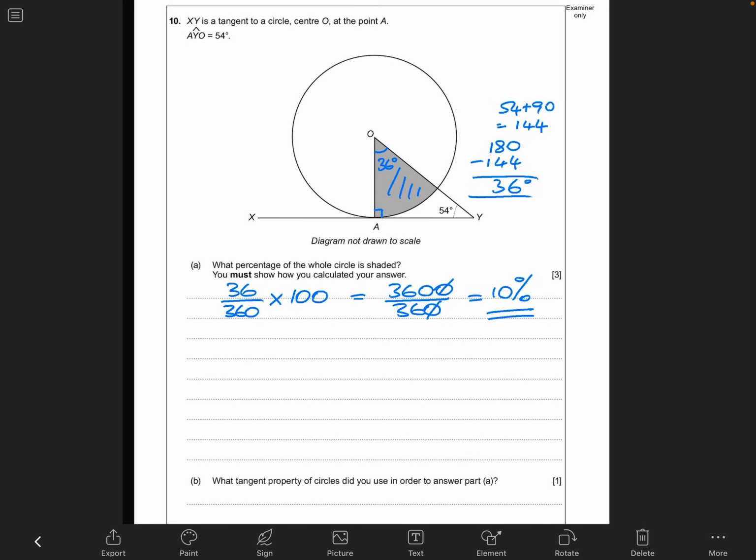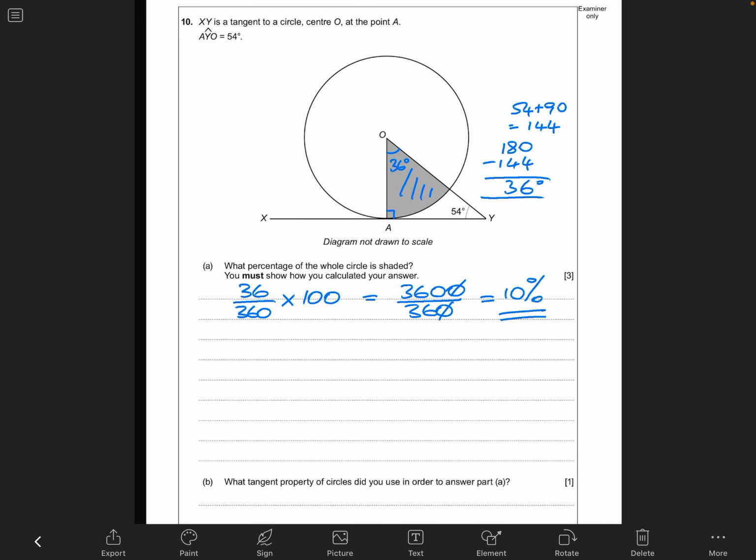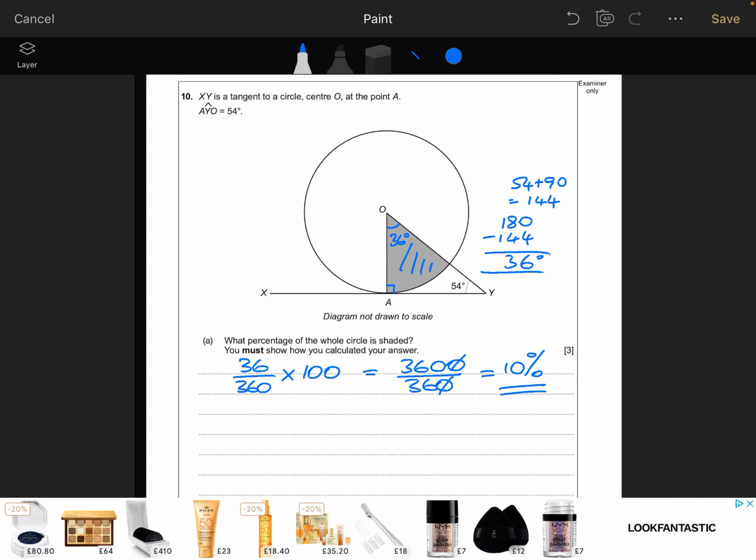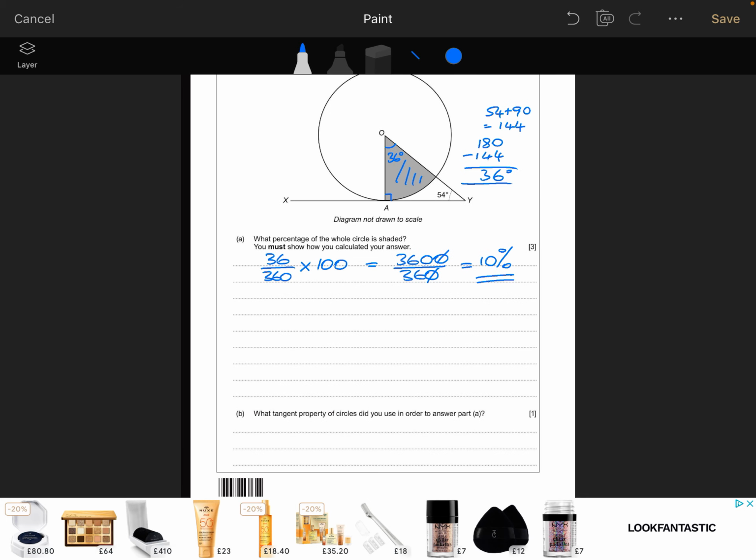Part B says, what tangent property of circles did you use in order to answer part A? Okay, so it's just one property, and it was the fact that the tangent and radius meet at 90 degrees. You could say perpendicular if you'd rather, or at right angles, as long as that idea is there.